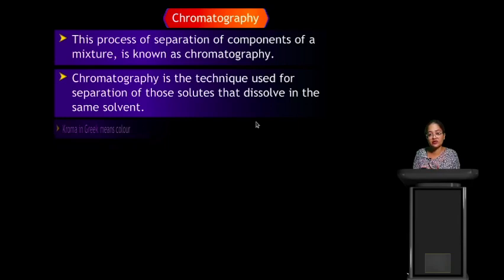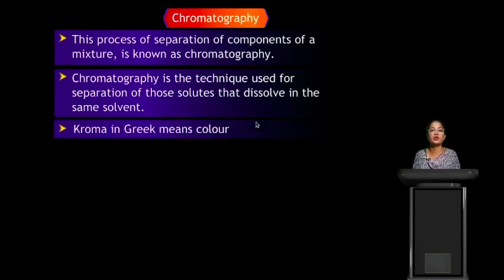So this is the condition for chromatography. So what is this chromatography? The process of separation of components of a mixture is called chromatography. How? You have a solvent, and then the solvent rises through filter paper, because of which the mixture gets separated out, right?